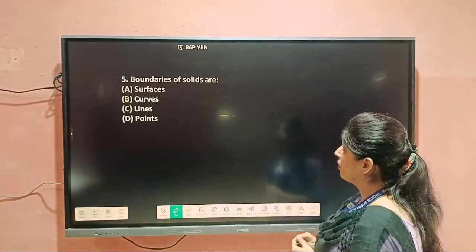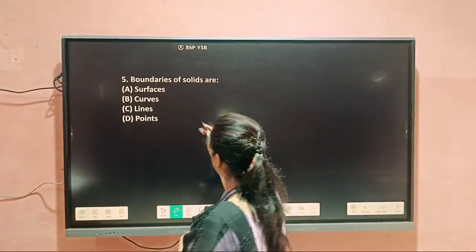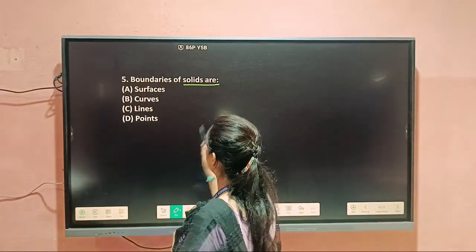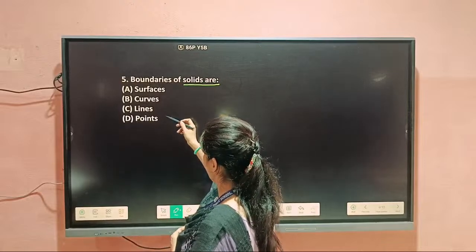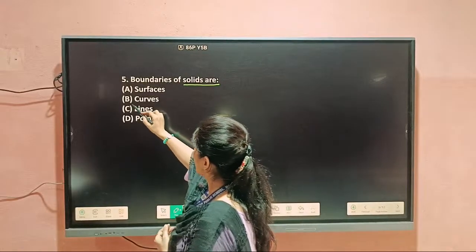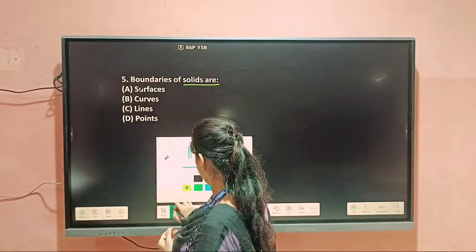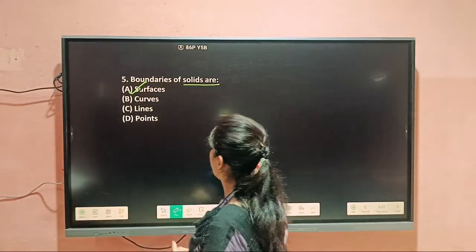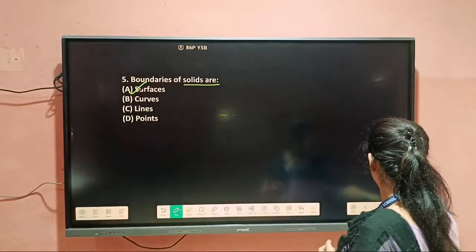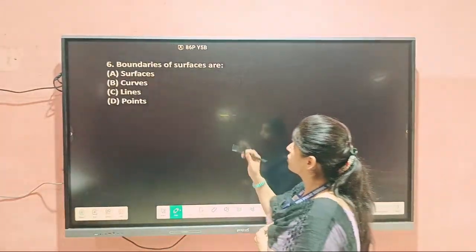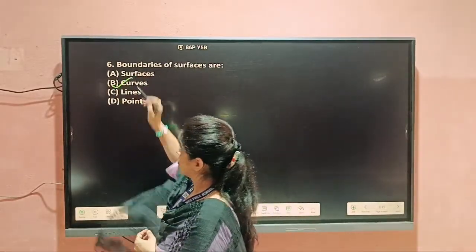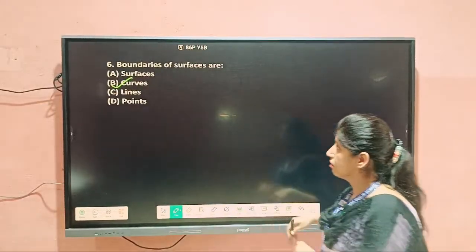Okay. Next, boundaries of a solids are. Which type of boundary a solid have? Surface, curves, lines and points. Boundaries of a solid are surface, right? And next, boundaries of a surface are like a curve shape.